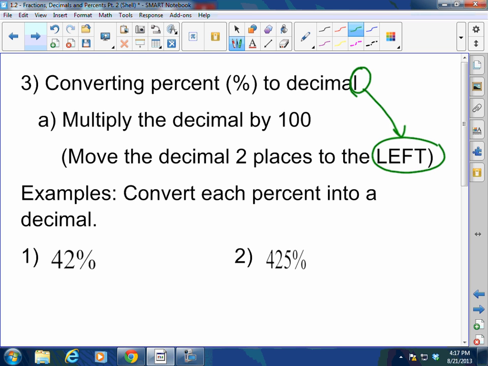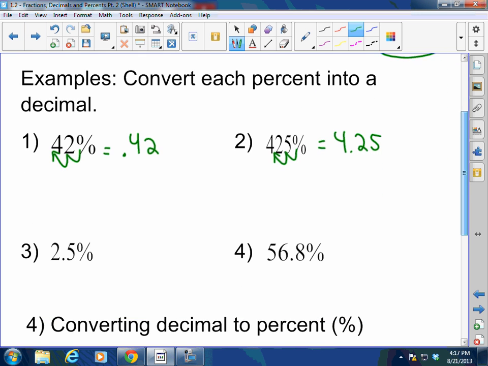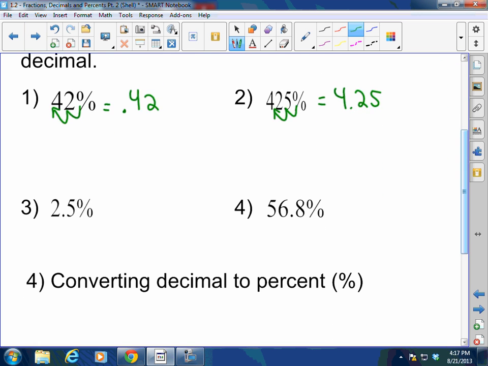So 42%, I'm going to go 1, 2 to the left, and that's going to equal 0.42. 425%, I'm going to go 1, 2 to the left, and that's going to equal 4.25. So percent to decimal, 2 places to the left. 2.5%, well, when I have 2.5% here, I'm going to go 1, 2 to the left. I'm going to place my decimal and fill that space in with a 0. So that's going to equal 0.025.